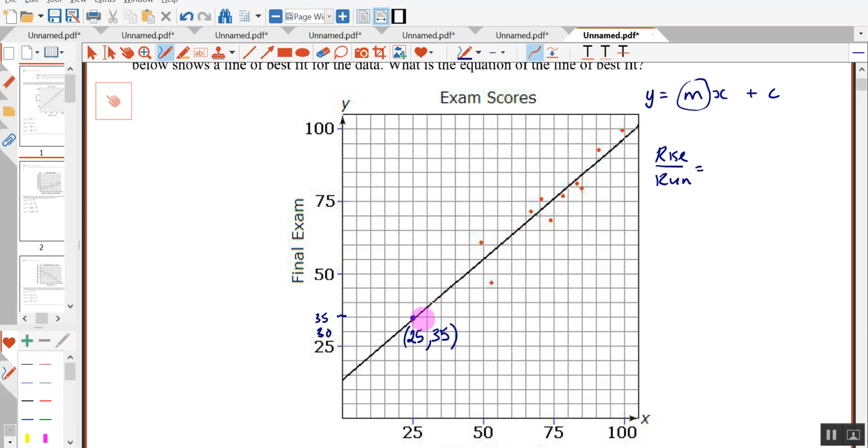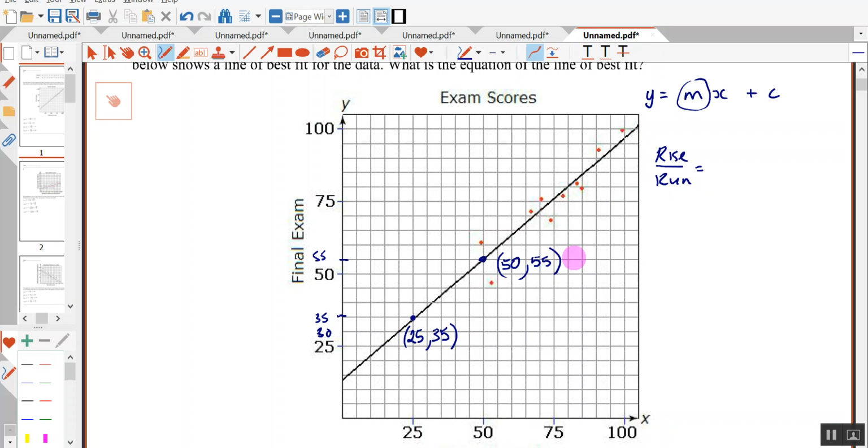Do you want to pick another point? Should we go 50? Okay. 50 up to 50. Oh, that's a nice one. Right on it. 50 there. And we go across nicely. It's at 55. Okay. You all good with that so far?